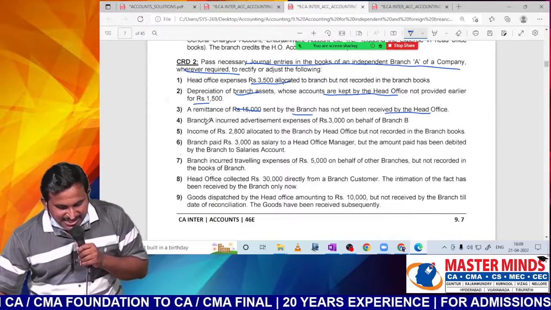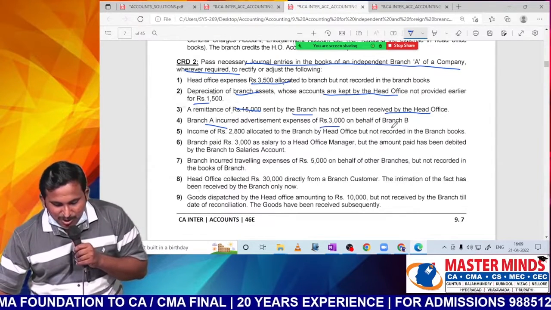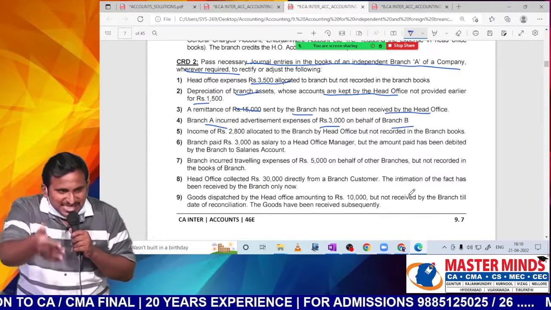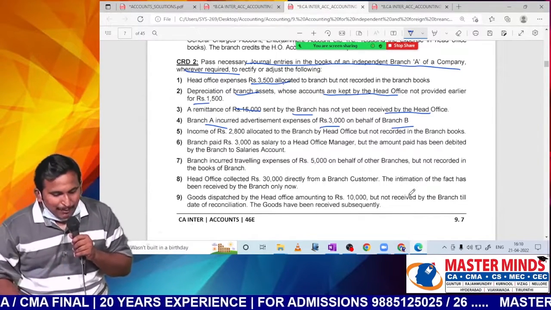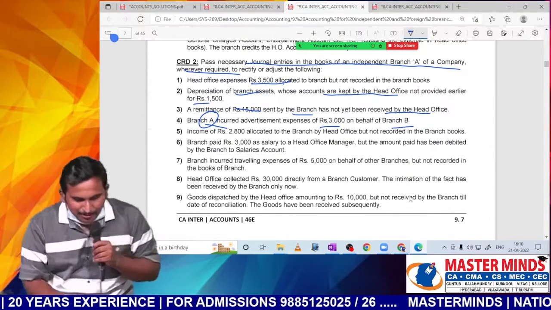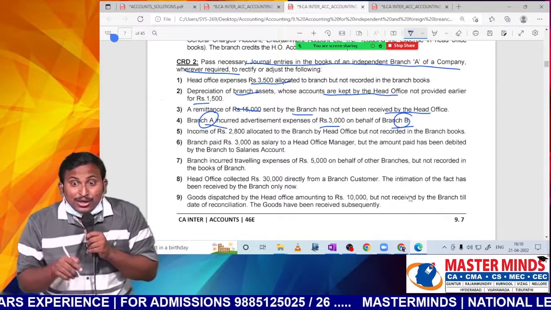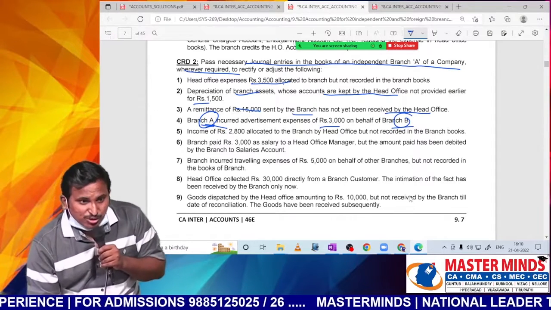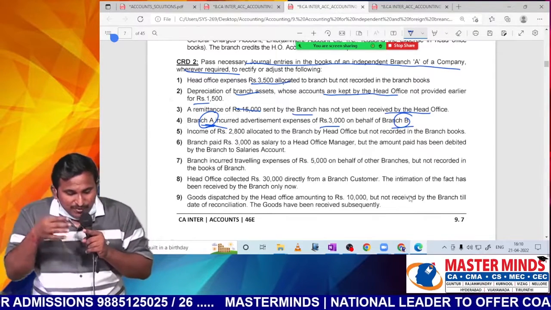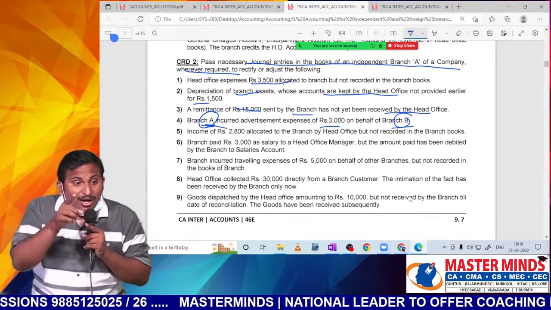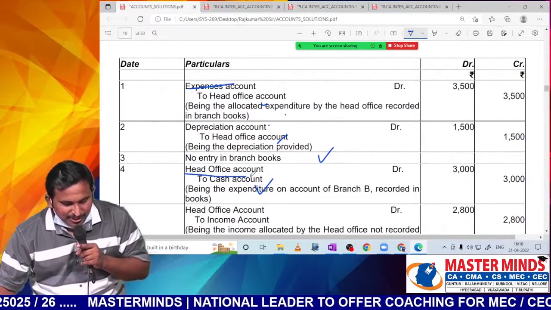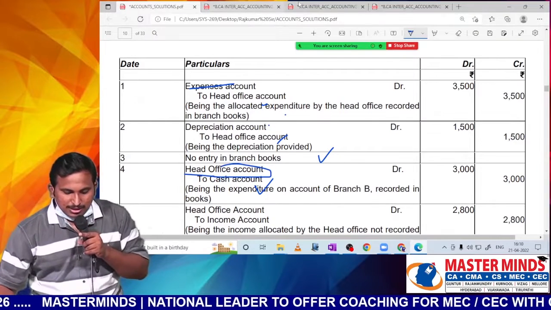Next, branch A incurred advertisement expense on behalf of branch B. Sir, if it is inter-branch, simply look who is receiving, who is supplying. Who is supplying, sir? Branch A, because incurring means paying the amount only. Who is receiving? Branch B. Now we are recording in whose books? A's books. What we feel? We are sending to head office, sending to branch. So we feel that payment is done, but for head office. So for payment we'll record to bank, balance will debit head office. Is that clear, sir? The same entries.